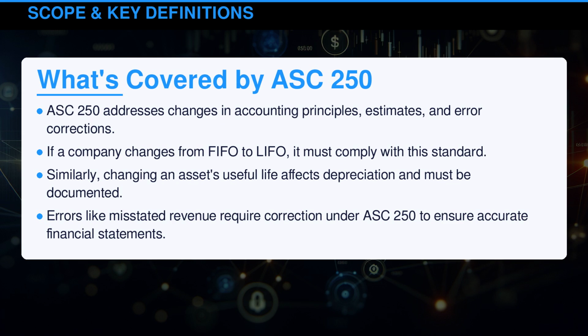If a company changes from FIFO to LIFO, it must comply with this standard. Similarly, changing an asset's useful life affects depreciation and must be documented. Errors like misstated revenue require correction under ASC 250 to ensure accurate financial statements.